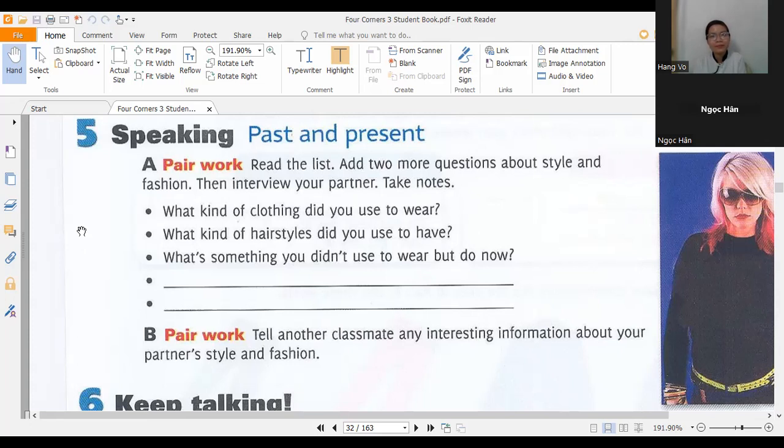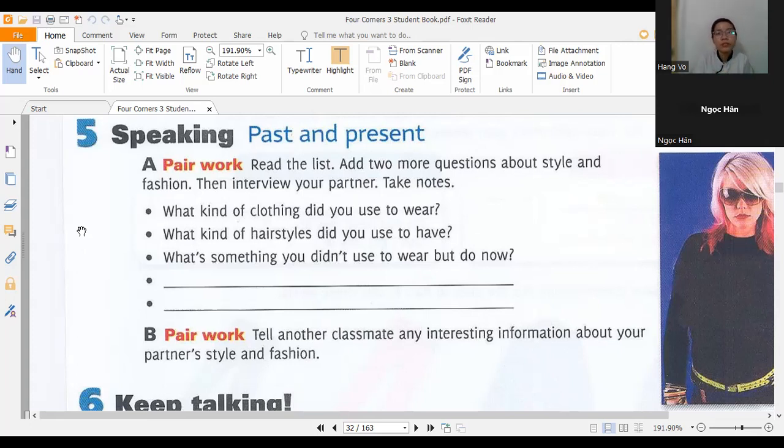What's something you didn't used to wear but do now? Okay, as I said, I didn't really used to wear dresses because I mostly wore leggings and t-shirts. So nowadays I wear dresses more.